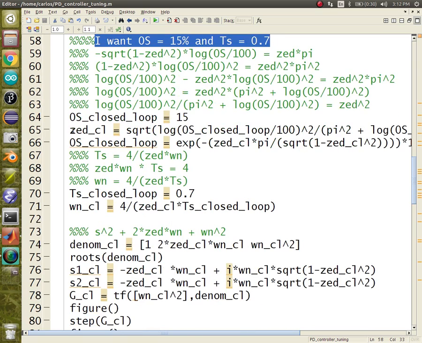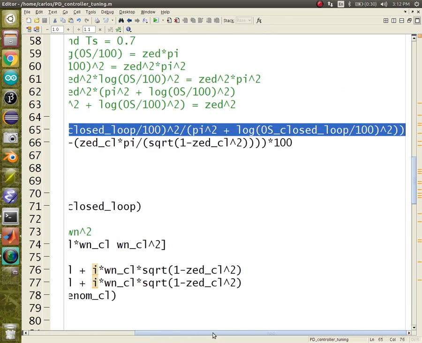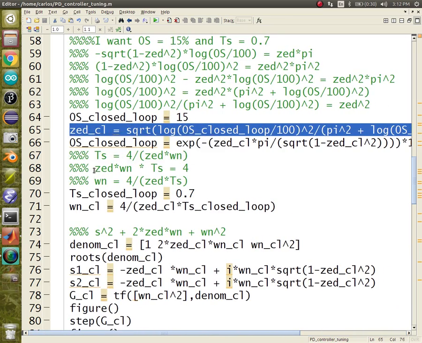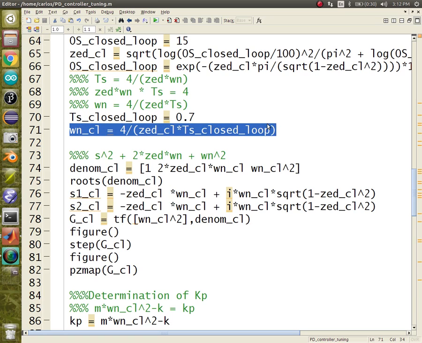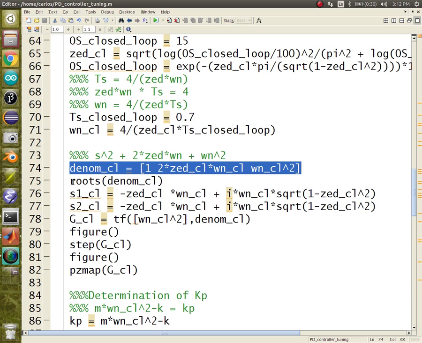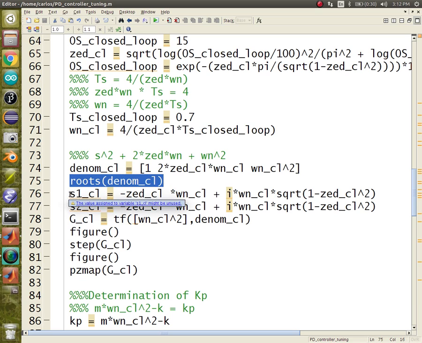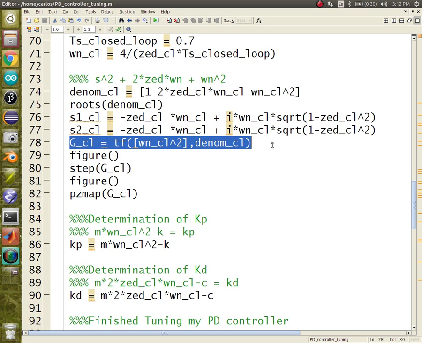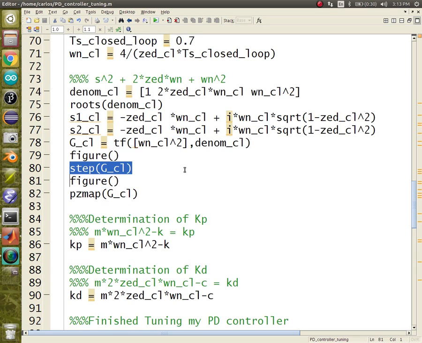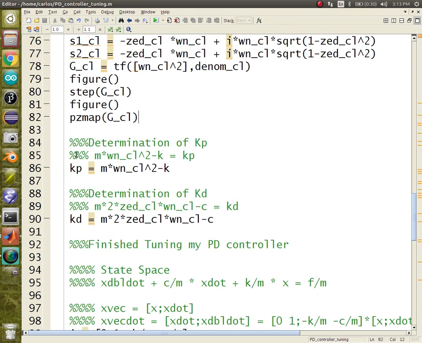So I rearrange the equations to get my closed loop damping ratio. I use the closed loop settling time to get the natural frequency of my closed loop system. And then I get my closed loop denominator, my closed loop poles, my roots. The poles are computed using the negative zeta omega n equation. I have my closed loop transfer function. I use the step response to see what it looks like. I look at the closed loop poles using pzmap. And then I use these equations to compute Kp and Kd based on that.